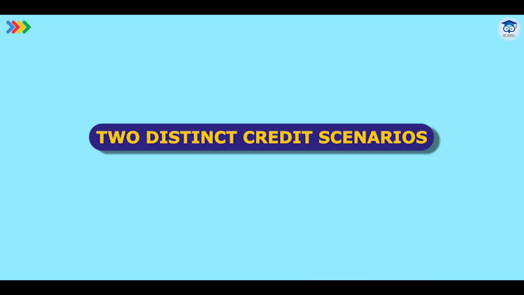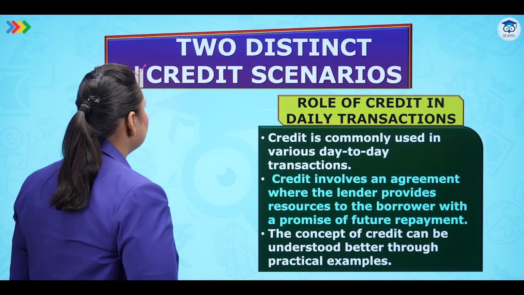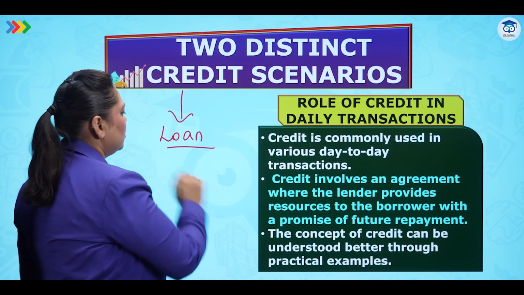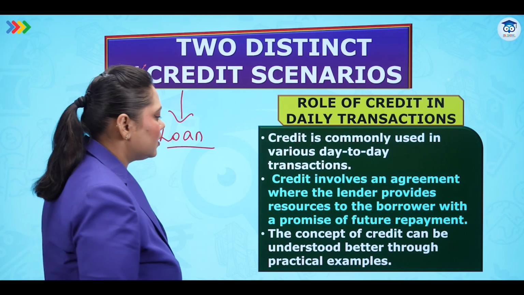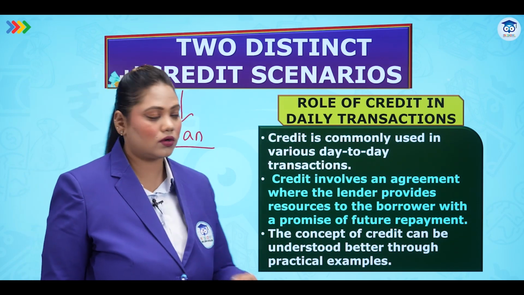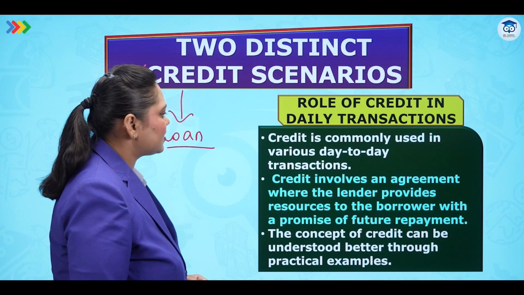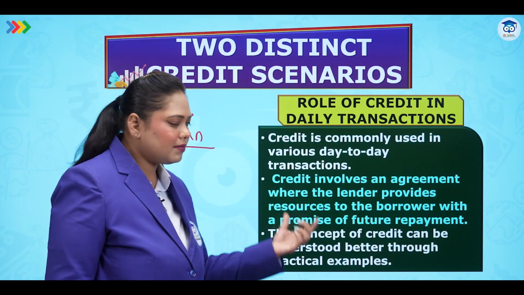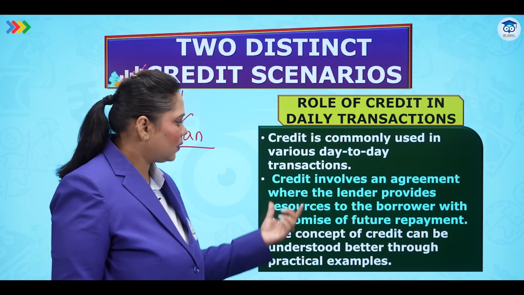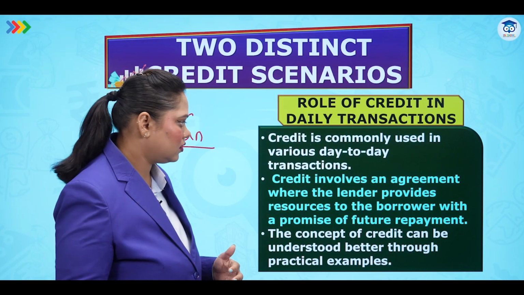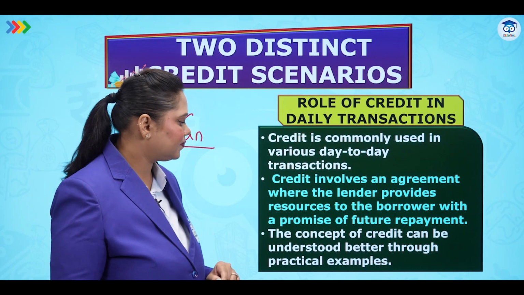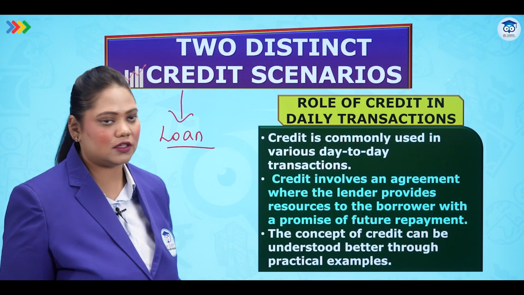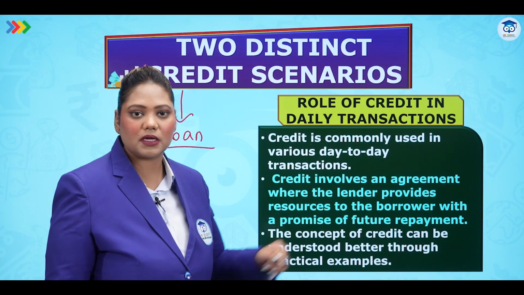Two distinct credit scenarios. Let's understand the meaning of credit. Credit means loan. Another word for credit is loan. What is the role of credit in daily transactions? Credit is commonly used in various day-to-day transactions. Credit involves an agreement where the lender, who is giving the money, provides resources to the borrower with a promise that if I'm giving you money, you will pay back my money in the future. So it's a promise of future repayment.